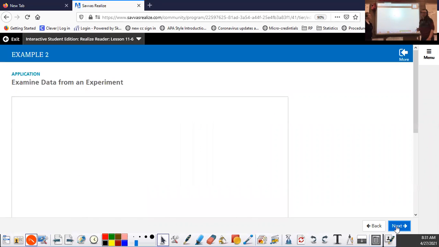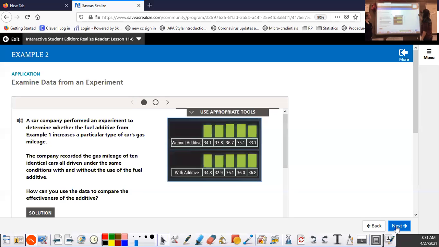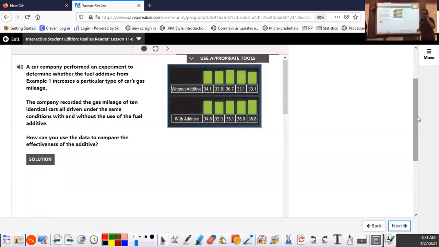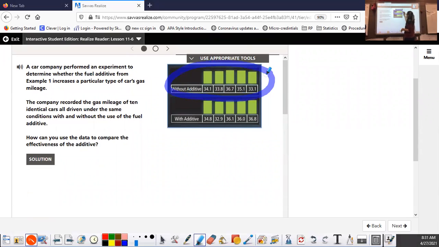Okay, so we're going to stick with this fuel additive idea and we're going to design an experiment. This is a fairly long example, so stick with us. We've got this car company and they want to increase a particular type of car's gas mileage. And so with the additive, we want to use the data to compare the effectiveness of the additive.